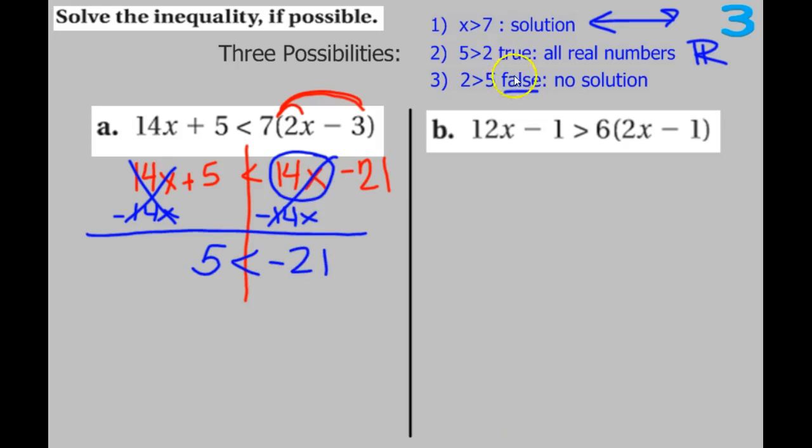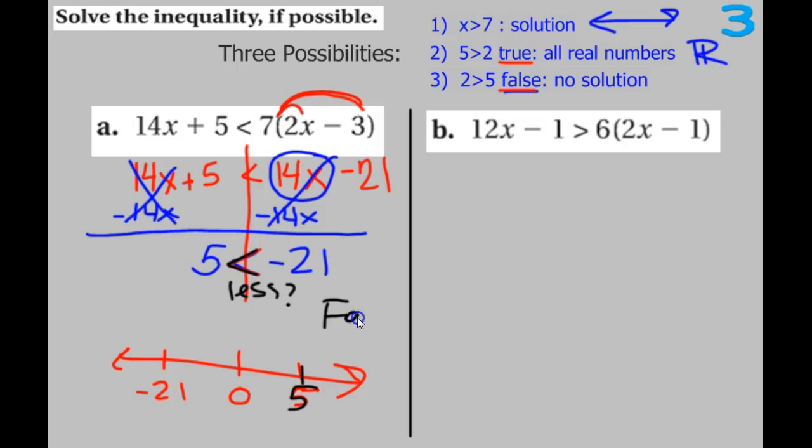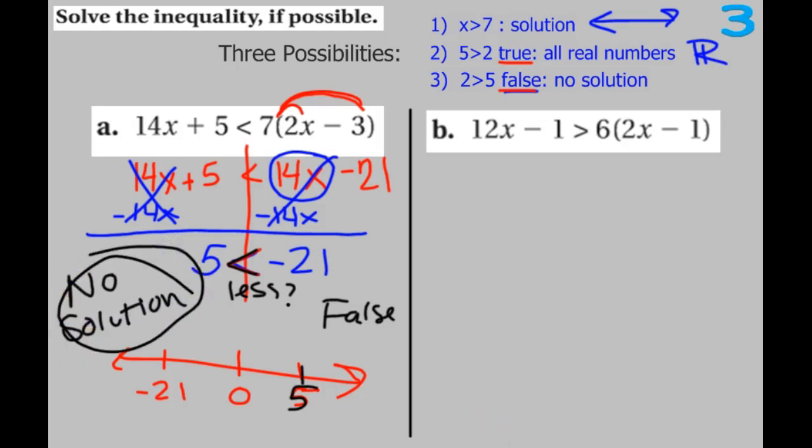Now, is this true or is this false? Is 5 less than a negative number? Think about it in terms of something tangible, like apples. If you have 5 apples, is that less than owing someone 21 apples? Well, no. 5 is positive. It's greater. If you're still not sure, look at your number line. Negative 21 would be over here. 5 would be over here. Is 5 less, like an L, less than 21? No. So this is false. So your answer would be no solution. We can't solve this equation.